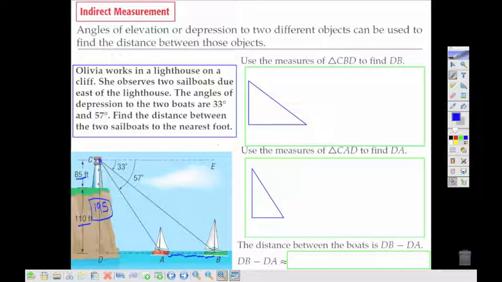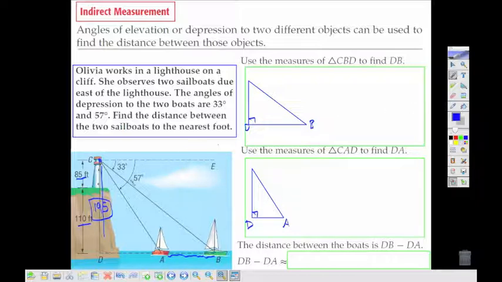Well, to do this, we need to look at the two different triangles here. I could look at this larger one coming out to boat B, and I could look at the smaller one coming over to boat A. And what I'm trying to find here is A to B, but if I can find this distance from D to A, and also find up here the distance from D to B, I could subtract those to find out how far this part is. So I'm going to treat these two individually first.